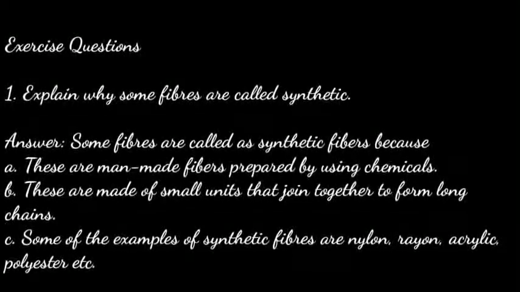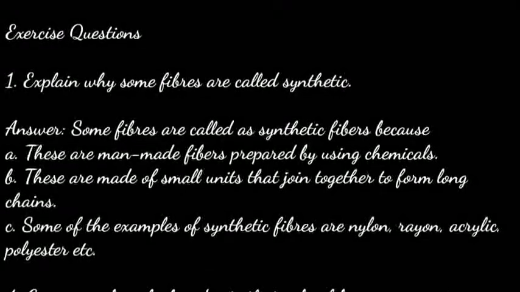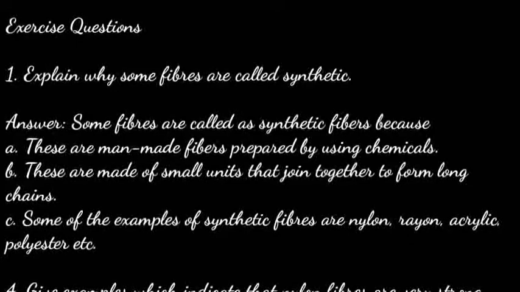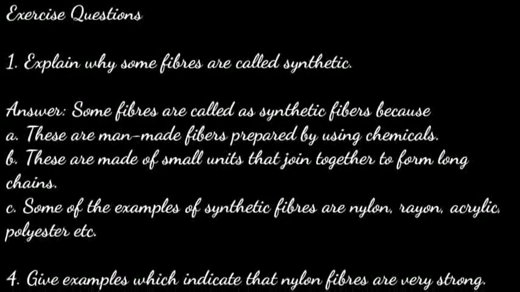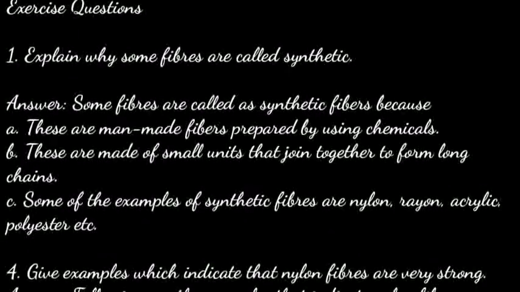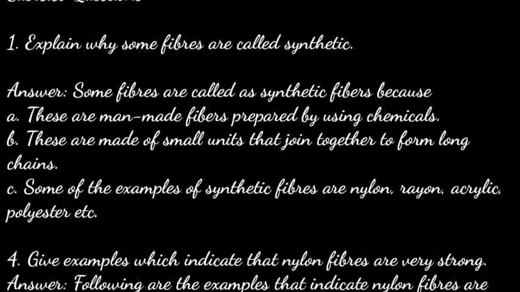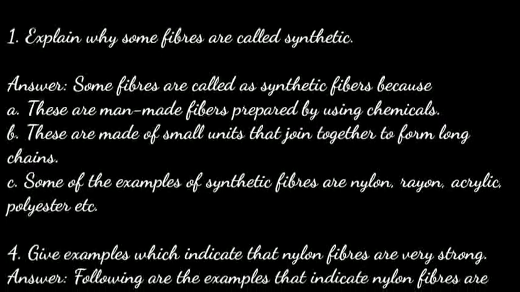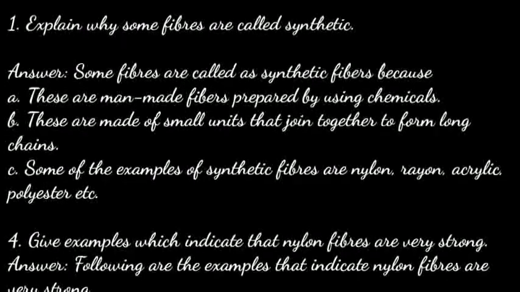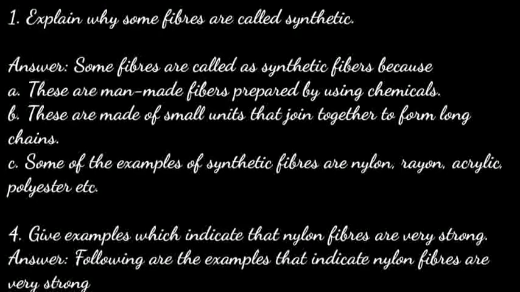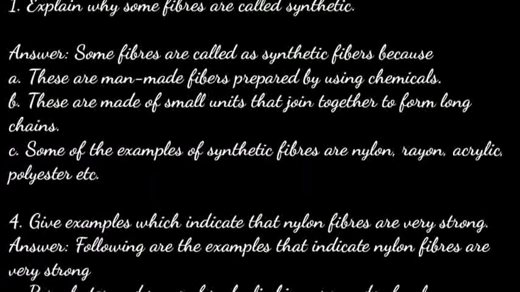The first question is explain why some fibers are called synthetic. What do we mean by synthetic? Synthetic means something that's artificial or man-made. Therefore our first point of answer is these are man-made fibers prepared by using chemicals. And along with that, our next point would be these are made of small units that join together to form long chains. That is nothing but they are polymers. Some of the examples of synthetic fibers are nylon, rayon, acrylic, polyester, etc.